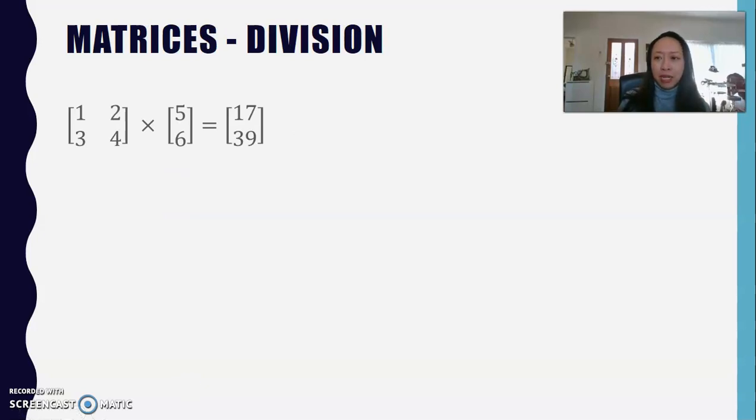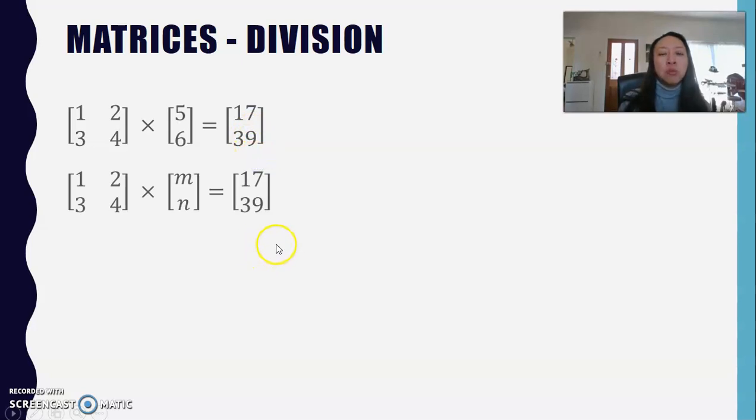So now that we have covered addition, subtraction, multiplication, we are focusing on division. So just now when we were doing multiplication, we sort of did this, yeah? So a matrix of 1, 2, 3, 4 times by another matrix of 5, 6 gives us a value of 17 and 39. Yep. So if we have a question like this, the matrix 1, 2, 3, 4 times by mn equals 17 and 39, how do we solve this? Yep. We know that the value of mn is 5, 6.